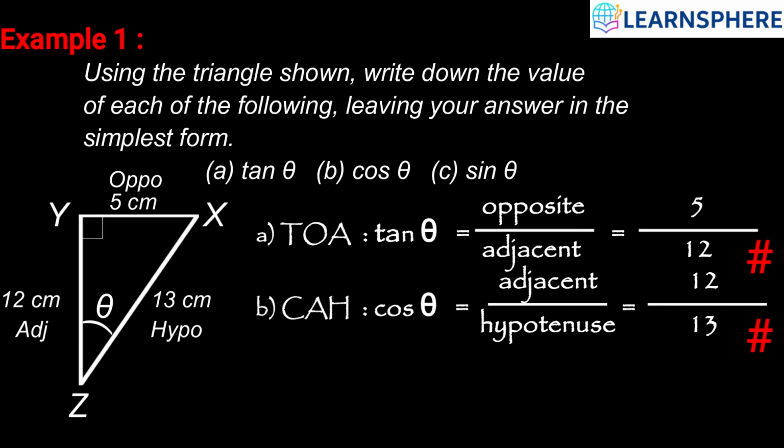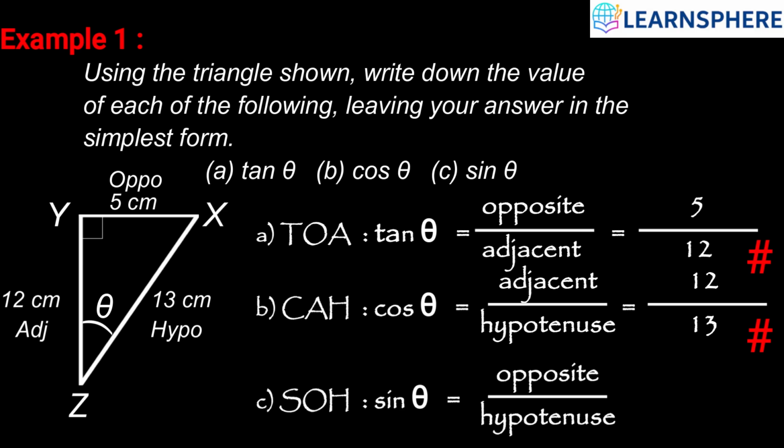And lastly, for part C, we are asked to find sine theta, and we can use the acronym of SOH, which is sine theta equals the opposite side over the hypotenuse. And as the opposite side is 5 cm and the hypotenuse is 13, we can rewrite this fraction as 5 over 13 as the answer. Let's go on to example 2.